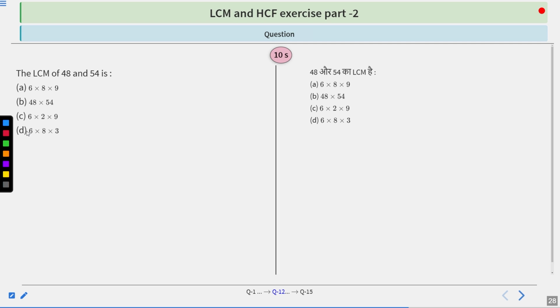LCM of 48 and 54 is, and your options are given in multiples, that is 6 into 8 into 9, 48 into 54, 6 into 2 into 9, and option number D is 6 into 8 into 3.